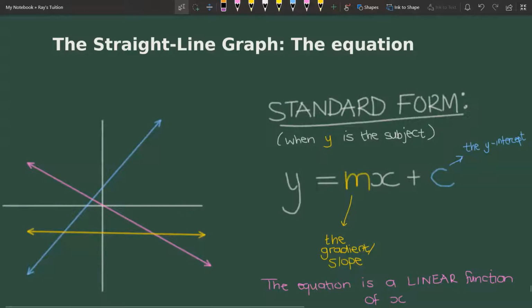Now that might sound really fancy, but all that means is that x has no exponent higher than 1, so x's power is always 1. There are no square terms, cube terms of x or any of the sort. x is never in the exponent, x is never in the denominator, and that means that it's a linear function of x. So let us have a look at a quick example.